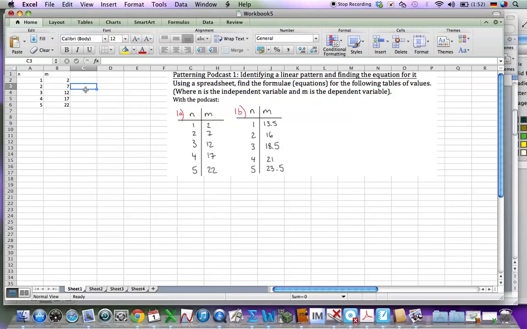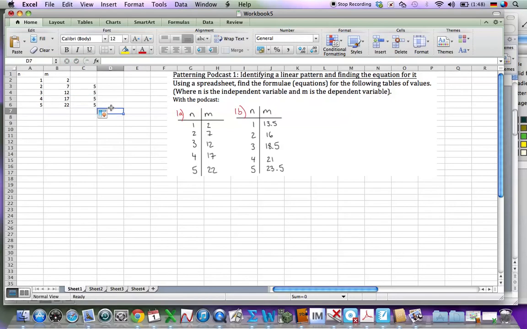So I'm going to go to this cell here and I'm going to type equals this minus this. So we'll do 7 minus 2. And then I'm going to type equals this cell minus this cell and equals this cell minus this cell. And I could keep typing in, or I can just extend it, and you know how to do that.